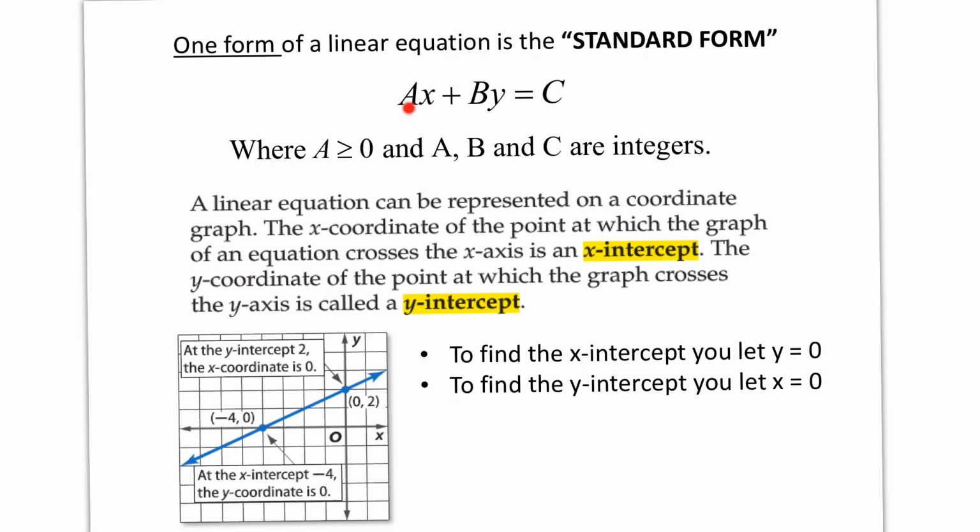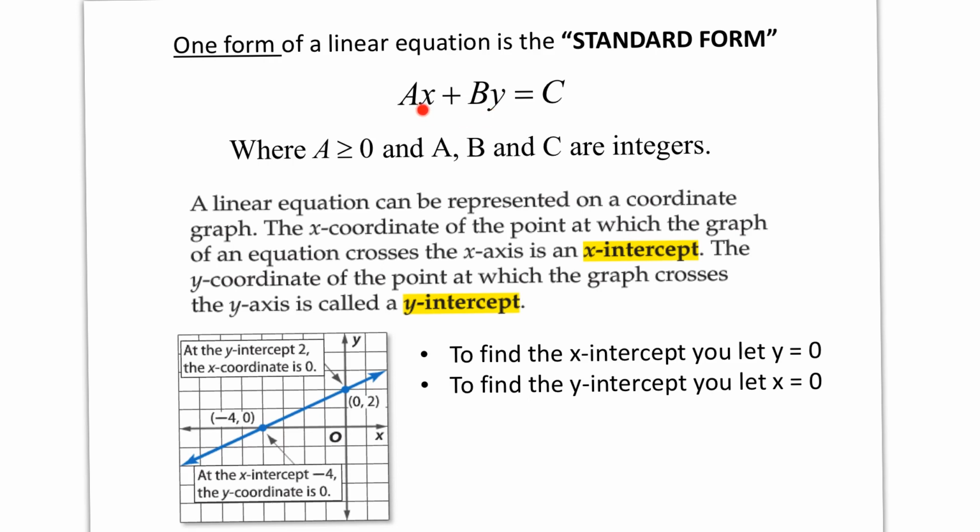So this one here has to be positive. This one here can be negative or positive, so you can have a minus or a plus. And this number here doesn't have a variable. It's just a number, which is a constant, and it can be negative or positive. So that is the standard form.